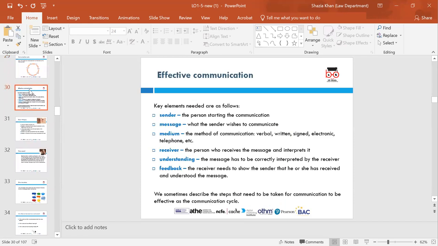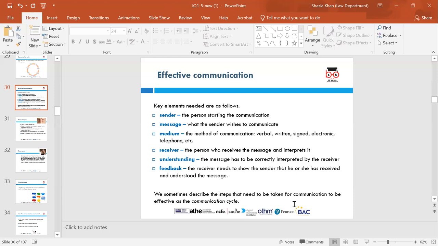Effective communication. The key elements needed are as follows. The sender is the person starting the communication. The message is what the sender wishes to communicate. The medium is the method of communication, whether it's verbal, written, signed, electronic, or telephone. And the receiver is the person who receives the message and interprets it. Then understanding: the message has to be correctly interpreted by the receiver, and feedback is given when the receiver shows the sender that he or she has received and understood the message.